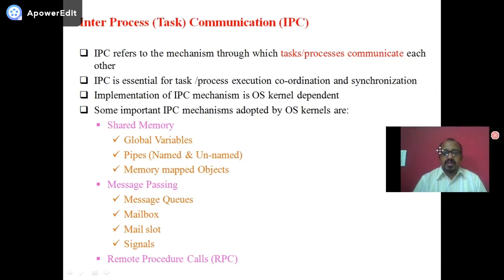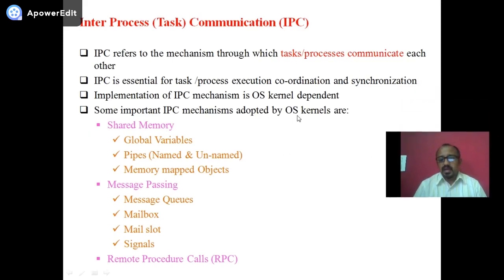Inter-process communication, or IPC, as adopted by the OS kernel, is mainly classified into shared memory, message passing, and remote procedure call. The shared memory has different implementations: global variables, pipes (named and unnamed), and memory mapped objects. These are the three different structures we implement for inter-process communication under shared memory.